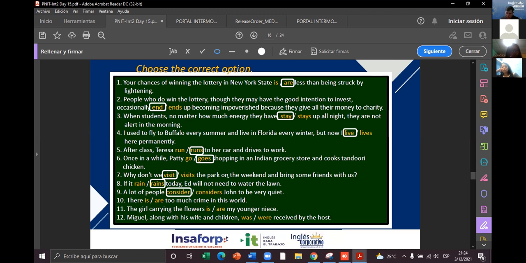There is too much crime. No. There are too much crime in this world. Too much. Confused. Yes, mm-hmm. I'm very confused. I think there is. There is too much crime in the world. Crime is uncountable, so the verb is singular. Is.